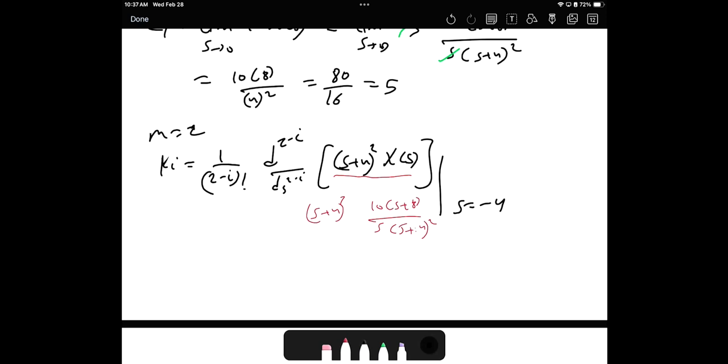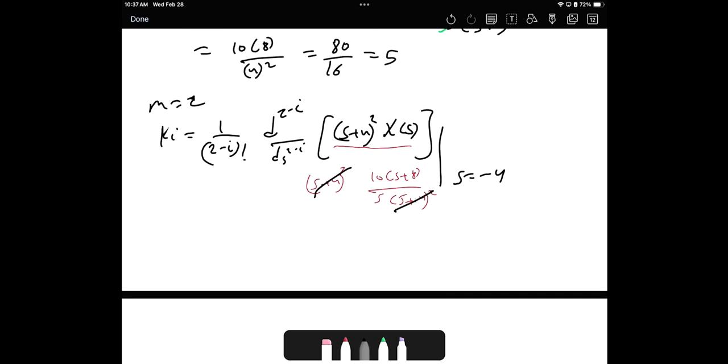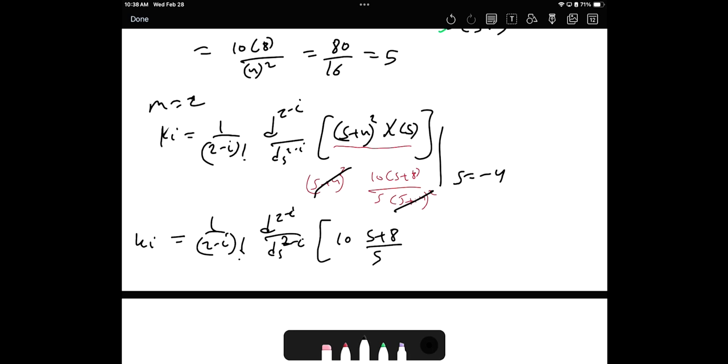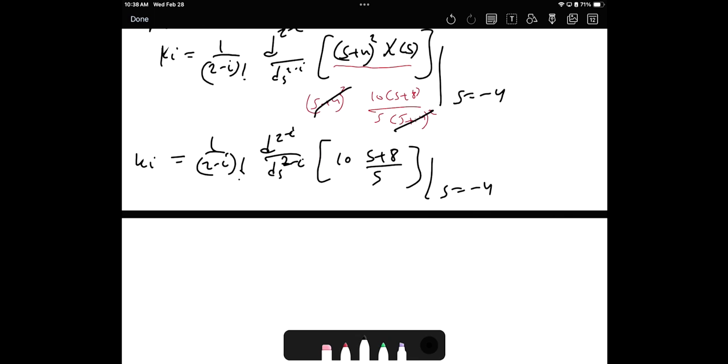Then (s plus 4) squared and (s plus 4) squared will cancel each other. This yields k_i equal to 1 over (2 minus i) factorial, d^(2 minus i) over ds^(2 minus i) derivative, then it will be 10 times (s plus 8) over s. Substitute this one, s equal to negative 4. Now I'm ready to find k1 and k2.